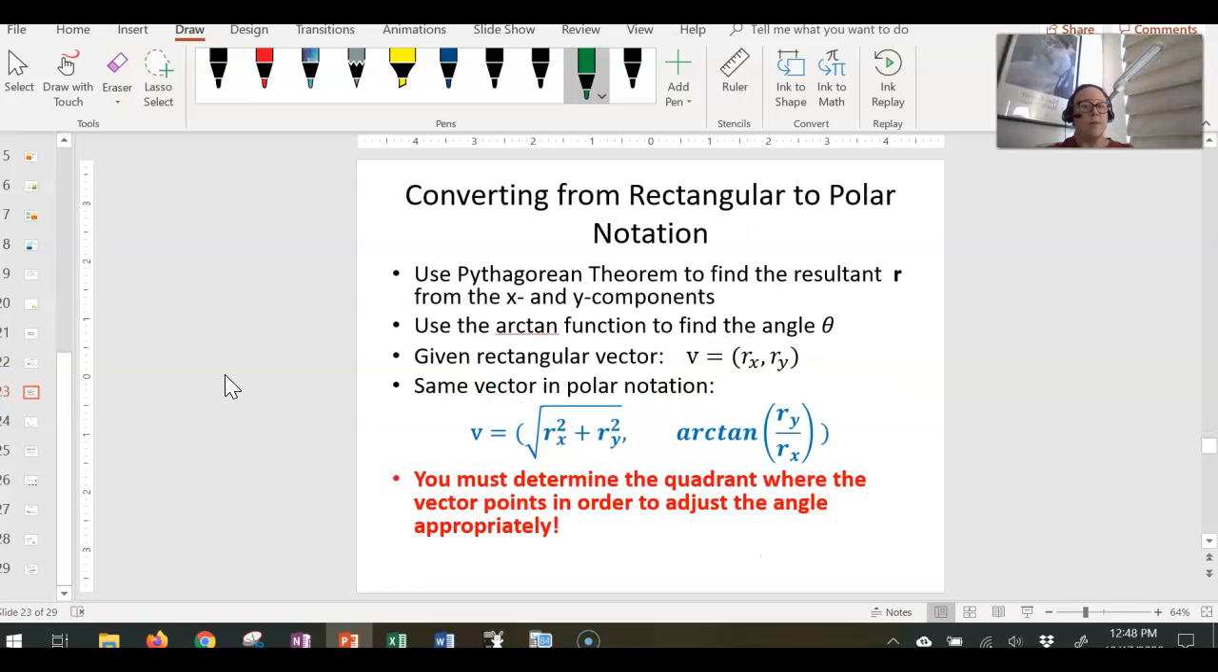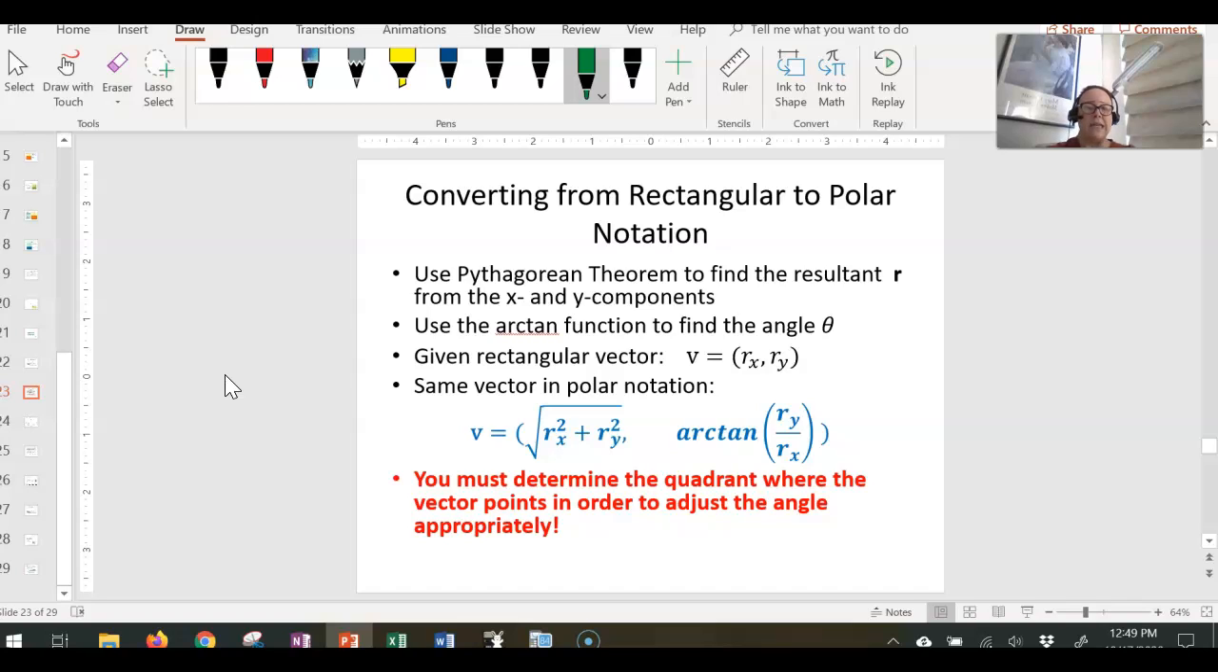Now let's talk about how to convert from rectangular notation to polar notation. You will use the Pythagorean theorem to find the magnitude as the square root of the x component squared plus the y component squared. And for the angle, you'll use the arctan function, and it will be arctan of the y component divided by the x component.